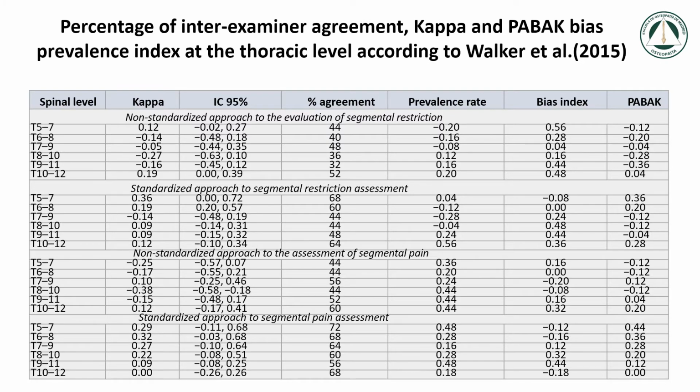According to Walker et al. 2015, the results for inter-examiner reliability were poor for movement restriction and pain. There was a poor to low level of agreement between examiners, both for joint stiffness and pain location.